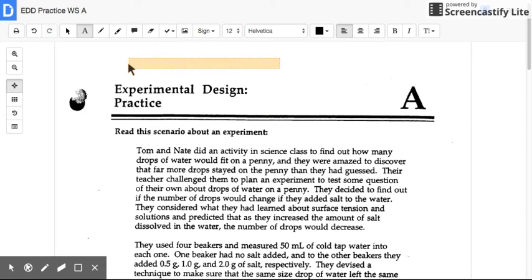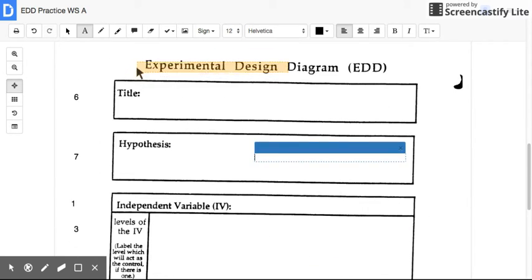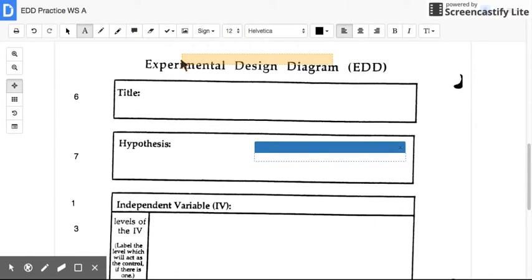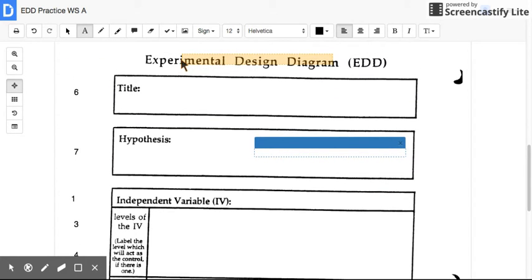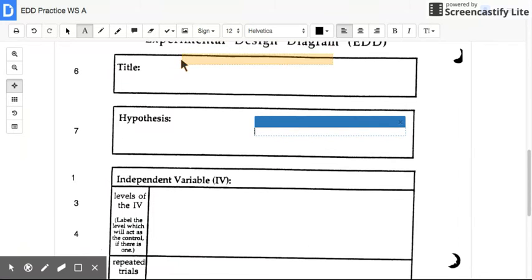All right, this is a screencast for experimental design practice A, basically how to do an experimental design diagram. First off, when you're doing an EDD, experimental design diagram, you'll have a bunch of boxes that you need to fill out, and you will not necessarily start at the top. In fact, you don't. The very first thing, and I've put numbers off to the side to help you here, is the independent variable, or the IV.